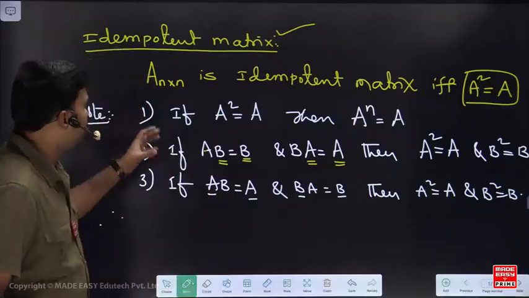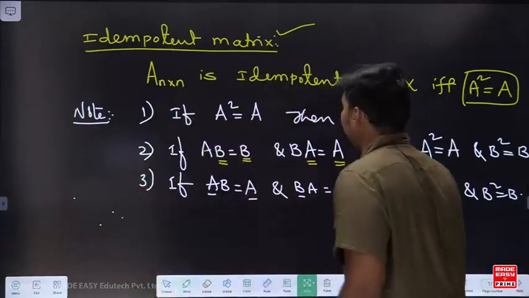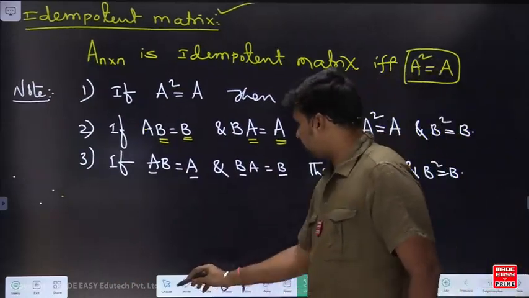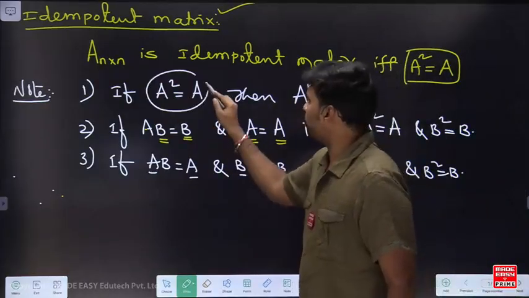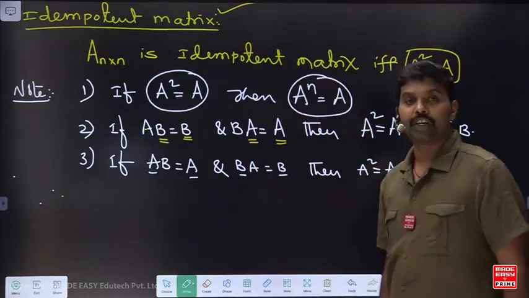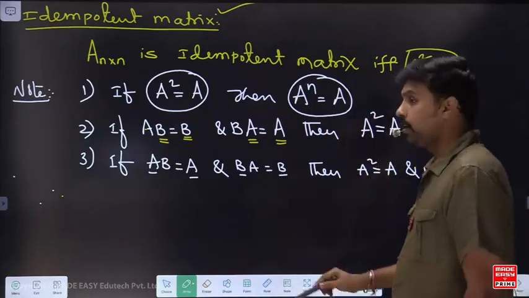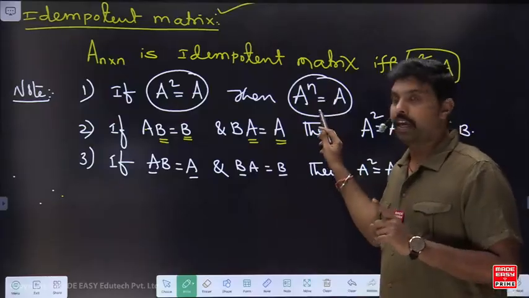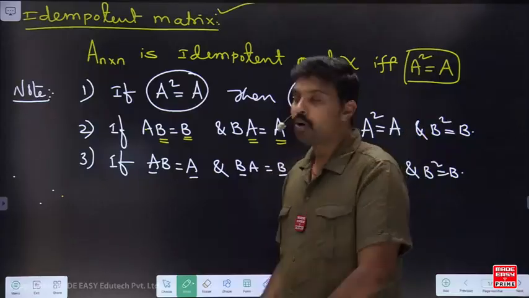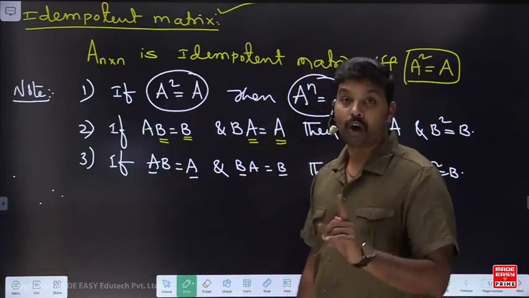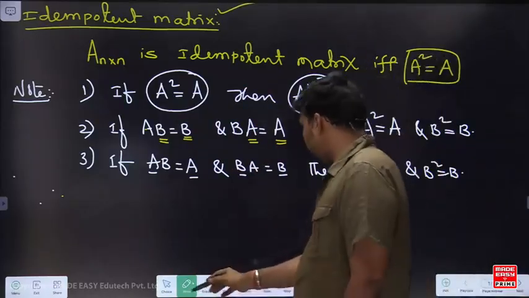But if anybody wants to know how things are happening here, just to build your concepts, let us see this. Dear students, if A square is equal to A, then we can prove that A power n is equal to A. But if A power n is equal to A, then A square is equal to A may or may not hold. So the converse is not true. You wanted to see this?